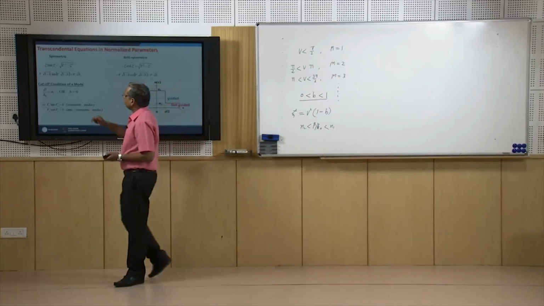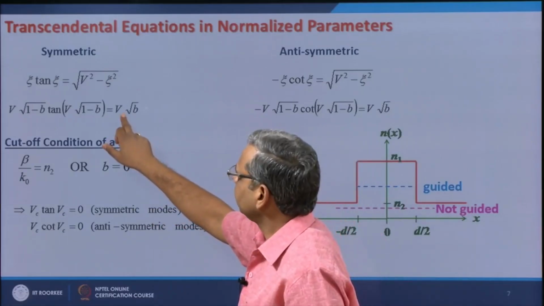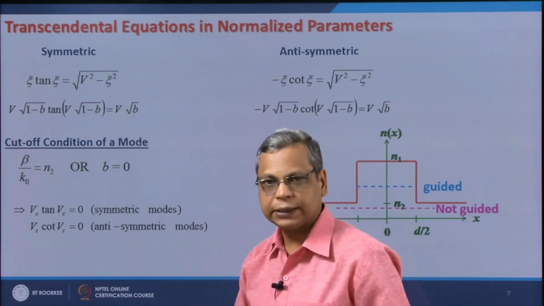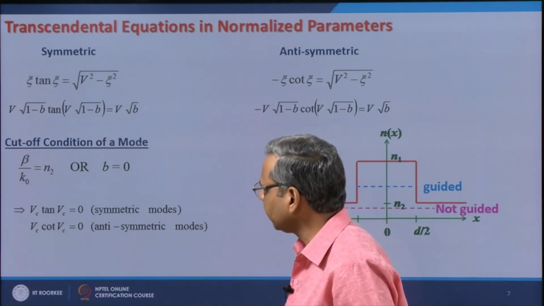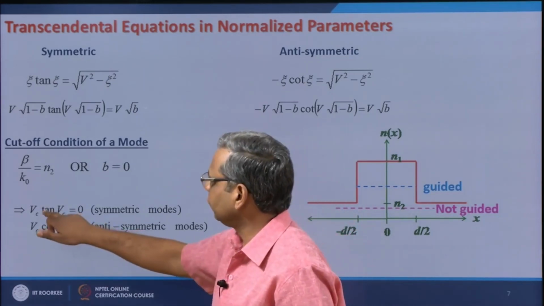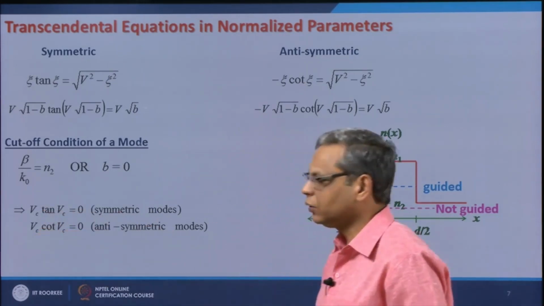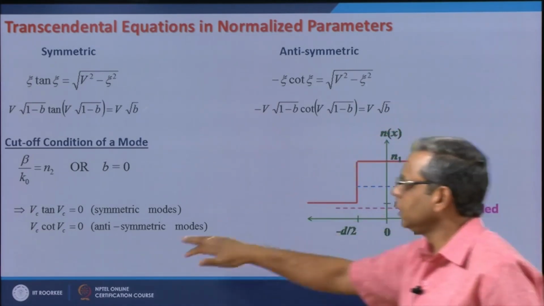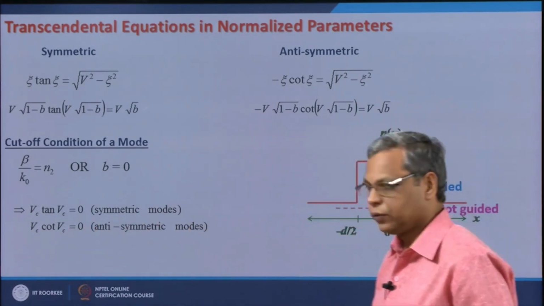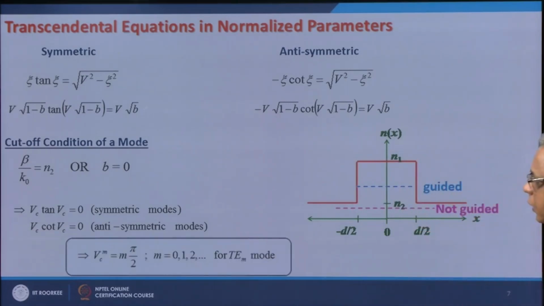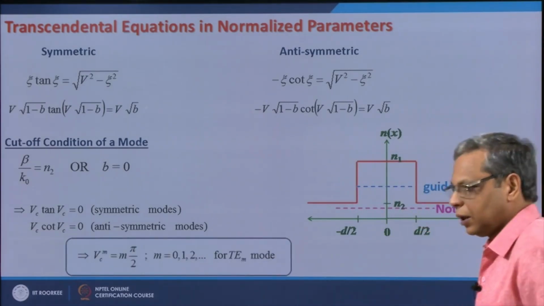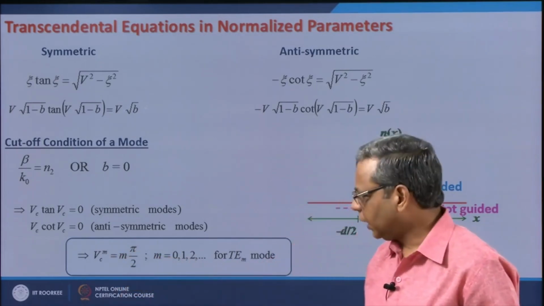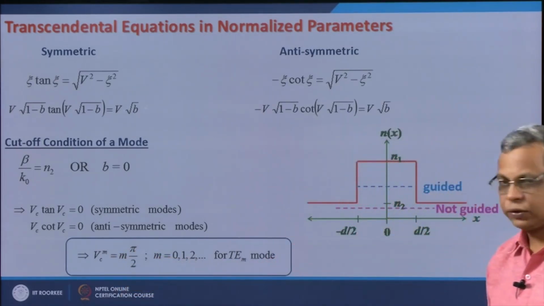So, if I put B is equal to 0 and V is equal to Vc, which symbolizes the cutoff normalized frequency, then it gives me Vc tan Vc is equal to 0 for symmetric modes, and for anti-symmetric modes it will be Vc cot Vc is equal to 0. So, these two together will give me the cutoff of the mth mode as m pi by 2, where m is equal to 0, 1, 2 and so on.